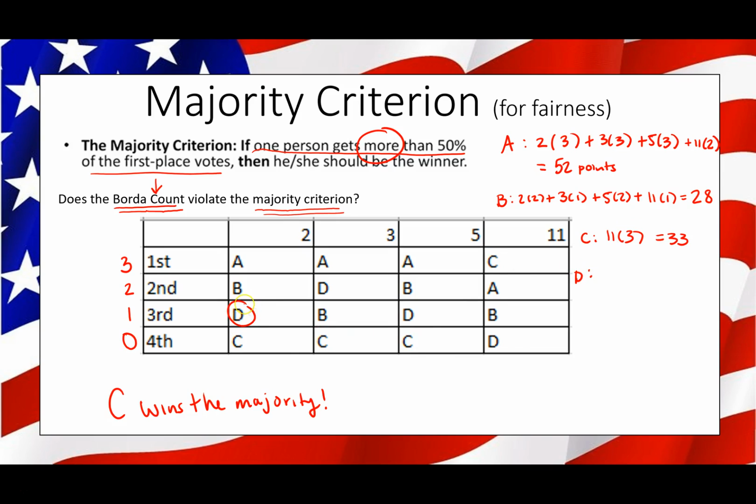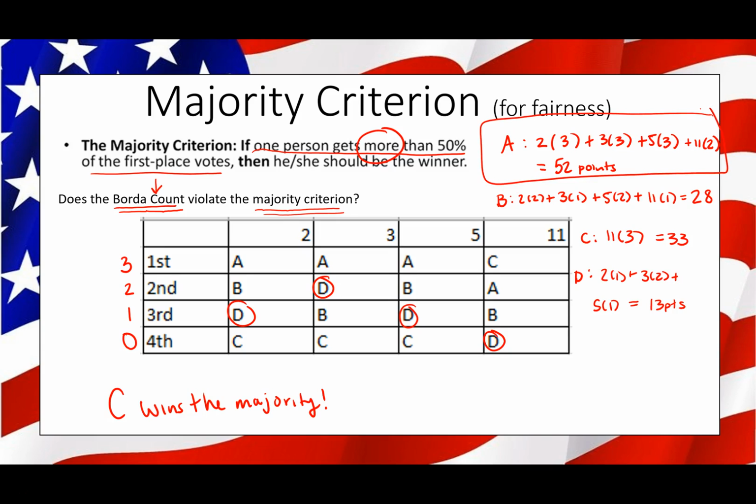Okay, we've got 2 people for 1 point, 3 people for 2 points, 5 people for 1 point, and 11 people for 0 points, or I'm not going to even write anything. So let's see if I can do this in my head. This is 6 plus 2 is 8 plus 5, 13 points. So the clear winner here is A.